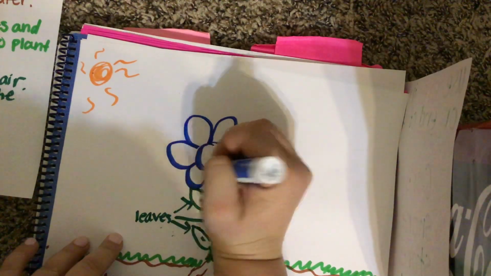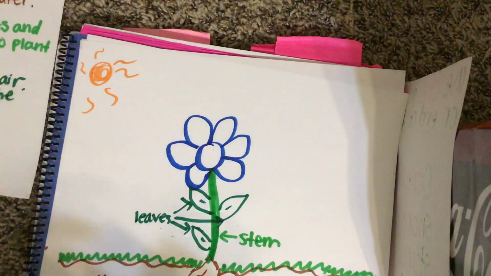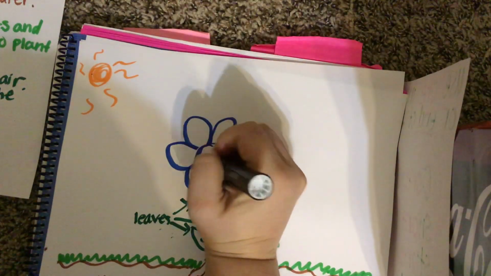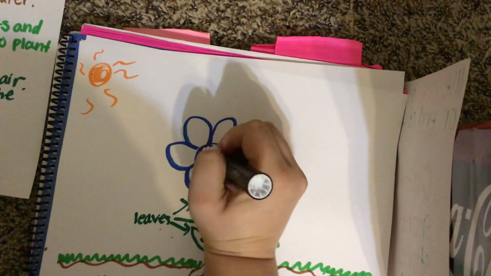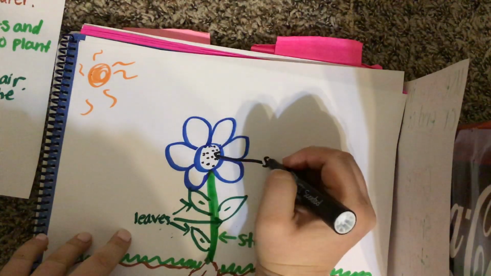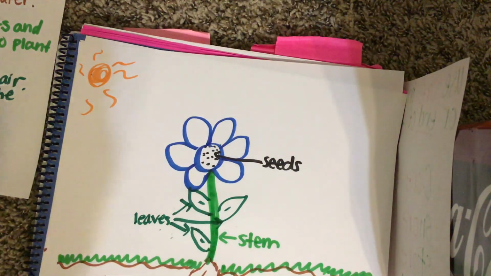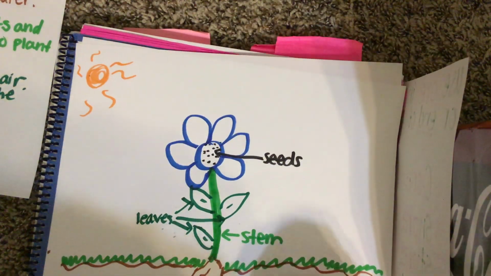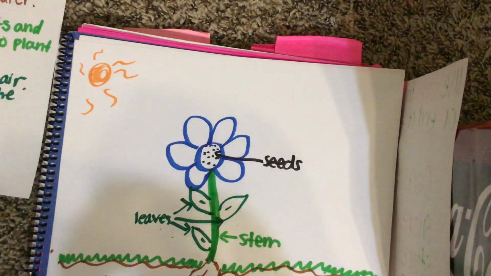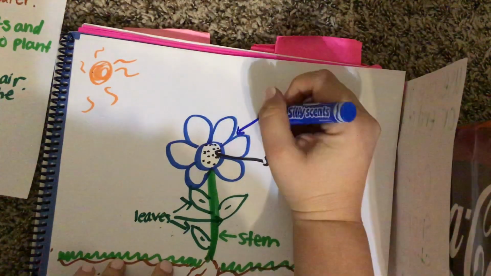Here are the petals. And if you found that answer, you learned that the flower has seeds, and this helps create more plants. And the flower produces pollen to help animals and insects as it creates new plants. So there are my seeds. And let me label my flower.